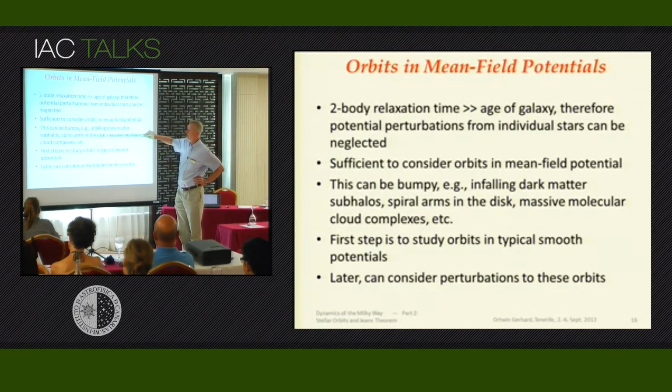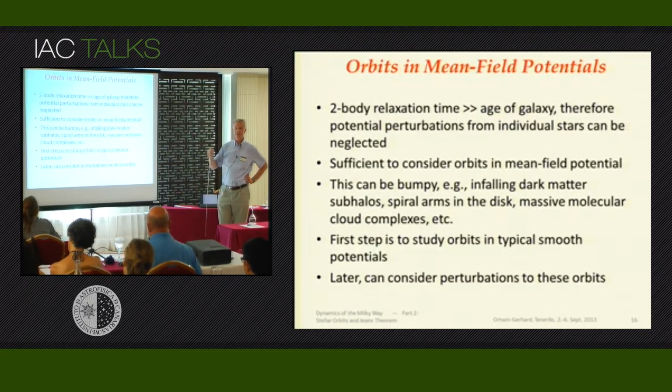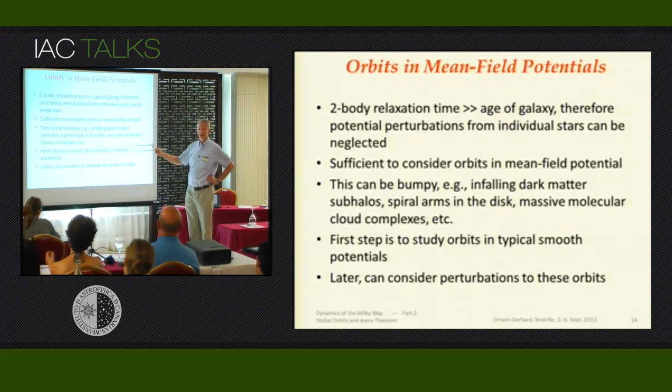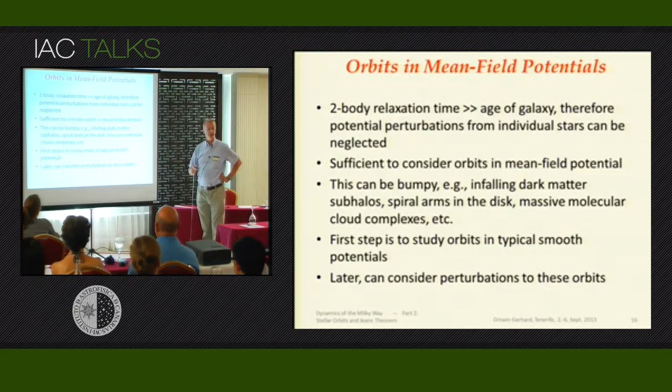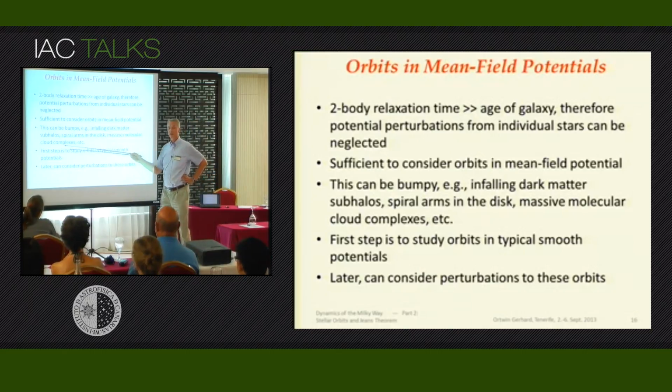Then, as we saw last time, because of the formation and accretion history of the Milky Way, in reality such potentials could very well have a certain degree of bumpiness from dark matter subhalos, spiral arms of the disk, and all sorts of things. But it's quite customary as a first step to neglect all of this and take simple, smooth potentials, which you feel are a reasonable approximation to the galaxy, and then study the orbits in these.